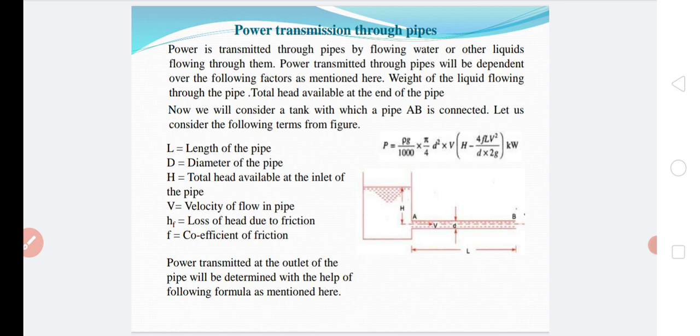into H, capital H minus 4FLV² by 2gD, that is in watts. If we express the power transmitted in kilowatts, the power transmitted at the outlet of the pipe equals rho g upon 1000 into π/4 d² into V into capital H minus 4FLV² by 2gD kilowatt.